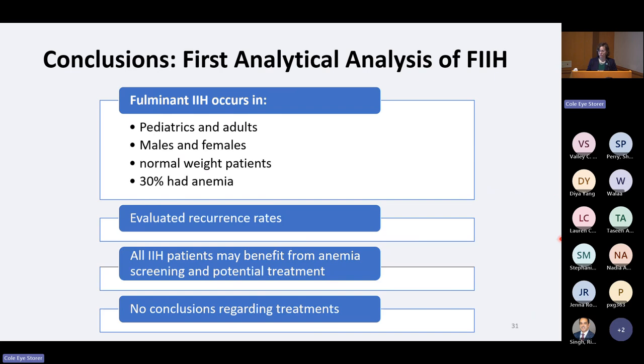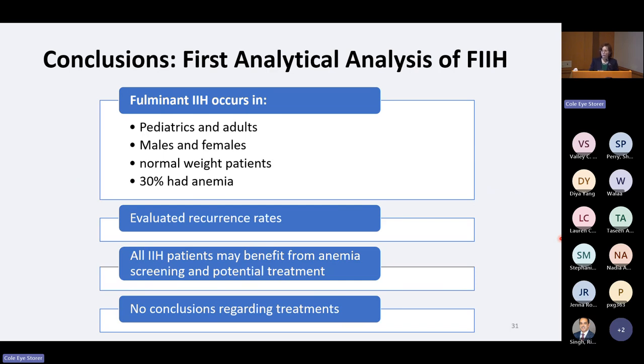So what were our results from this analysis? We first determined that fulminant IIH can occur in pediatrics and adults. It can occur in males and females. It can occur in normal weight patients, and 30% of our patients had anemia.